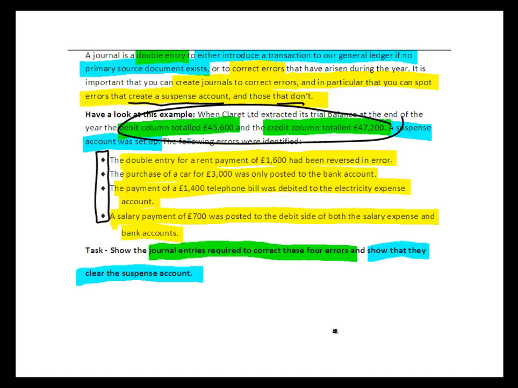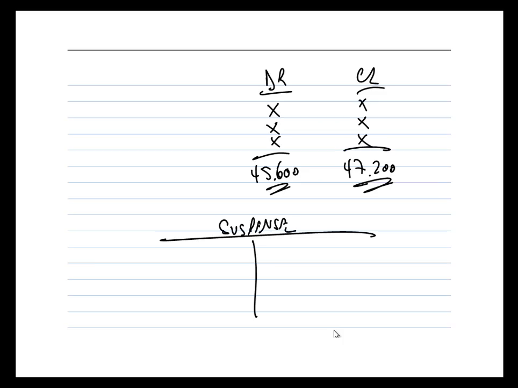The debit column does not equal the credit column. Now we can perhaps imagine how that would look. So in the debit column of our trial balance, remember your trial balance is just listing all of the individual T accounts from the nominal ledger, listing all of the balancing figures, all of the carried down balances.